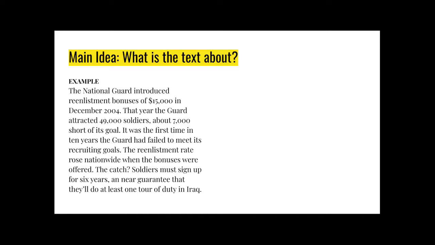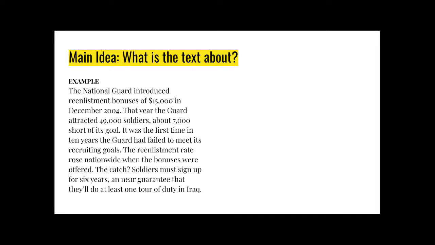Let's take a look at another example. The National Guard introduced re-enlistment bonuses of $15,000 in December 2004. That year, the Guard attracted 49,000 soldiers, about 7,000 short of its goal. It was the first time in 10 years the Guard had failed to meet its recruiting goals. The enlistment rate rose nationwide when the bonuses were offered. The catch? Soldiers must sign up for 6 years and guarantee that they'll do at least one tour of duty in Iraq.